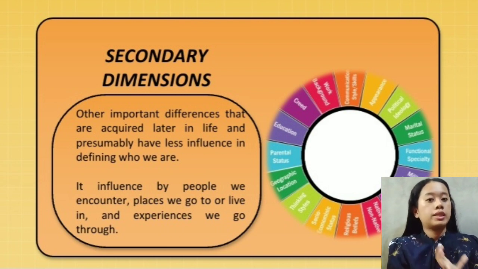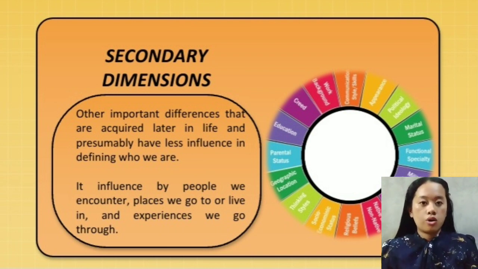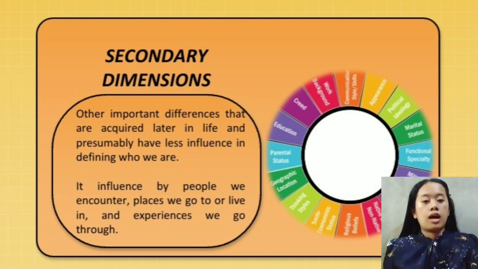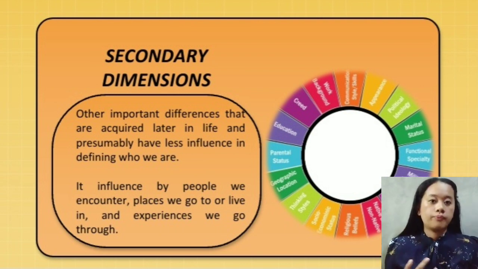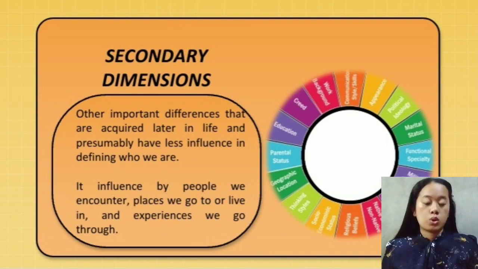As you can see in the PPT, the second dimension is composed of communication style and skills, appearance, political ideology, marital status, functional specialty, military experience, job classification, native born or non-native, religious belief, socio-economic status, thinking styles, geographic location, parental status, education, creed, and also work background. Those mentioned truly affect our whole lives because our experience also affects our personal ability and even our social identity.